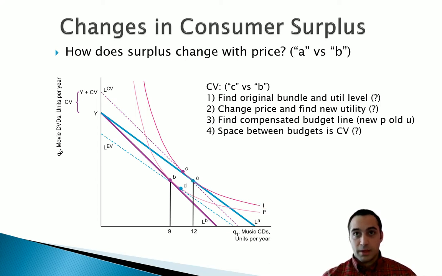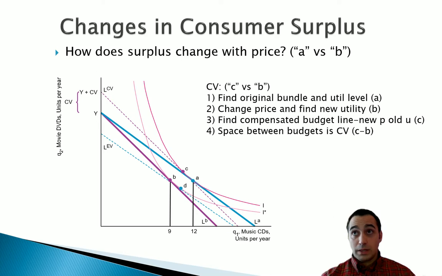First off, in your own notes, find the original bundle that is optimal before the price change and what utility level is associated with that. Then change the price and find what utility level you're at now. Then, using the new prices, find the compensated budget line like we did during a price change, i.e. the budget line that uses the new prices and the original utility level. The space between the new budget line that we've drawn that's compensated and the original budget line, that is your CV.